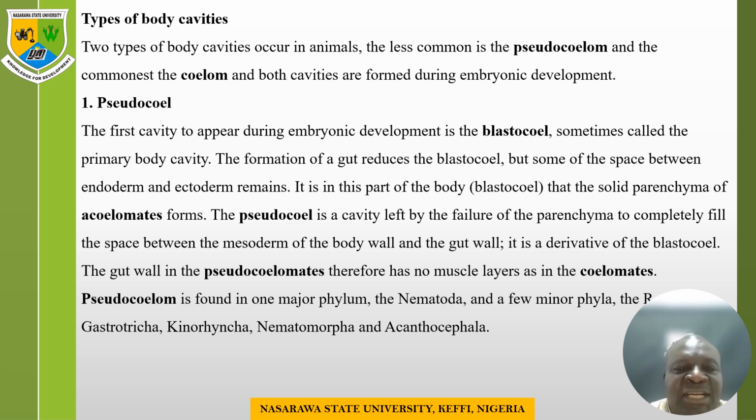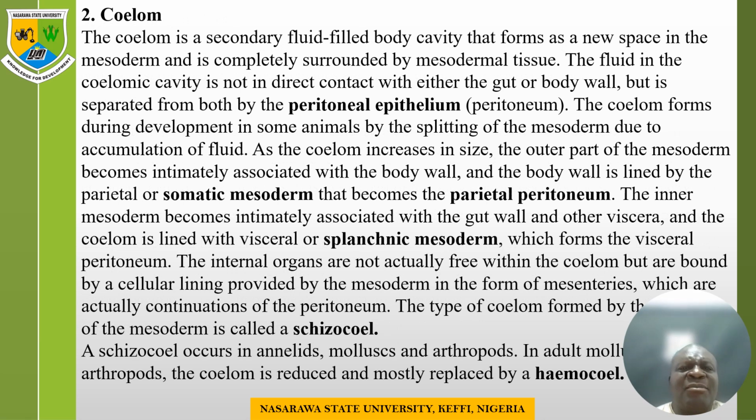Then we also have the acoelomate form. The pseudocoel is also a cavity that is left by the failure of the parenchyma to completely fill in the spaces. And the gut wall of the pseudocoelomate therefore has no muscle layer, as it is found among the coelomate.